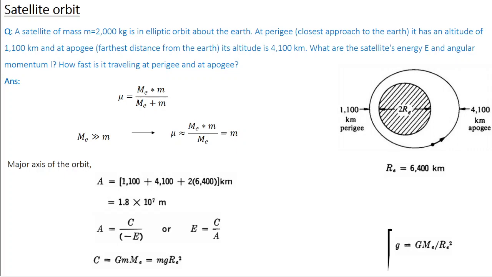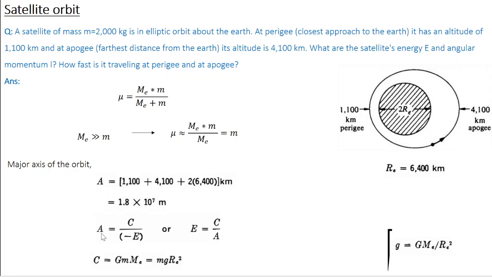First, let's calculate the total energy. We know that total energy is related to the major axis of the ellipse. So let's calculate the major axis A. From the figure you can see the major axis is going to be the perigee altitude plus the apogee altitude plus the diameter of Earth, which is twice the radius RE, and the radius of Earth is 6400 kilometer. So A is going to be 1100 kilometer plus 4100 kilometer plus 2 times 6400 kilometers, which is 1.8 times 10 to the power 7 meters.